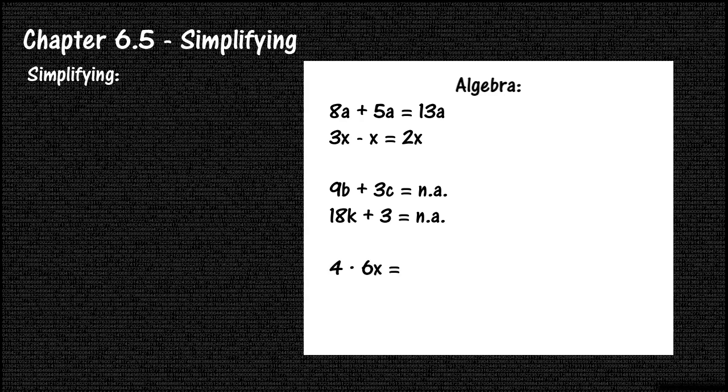4 times 6x is equal to 24x. 3c times 2a is equal to 6ac, as multiplying is always allowed and the alphabet is important. And 8q times 2q is equal to 16q squared. If you still have some trouble remembering these rules, make sure to re-watch the video of paragraph 6.4.